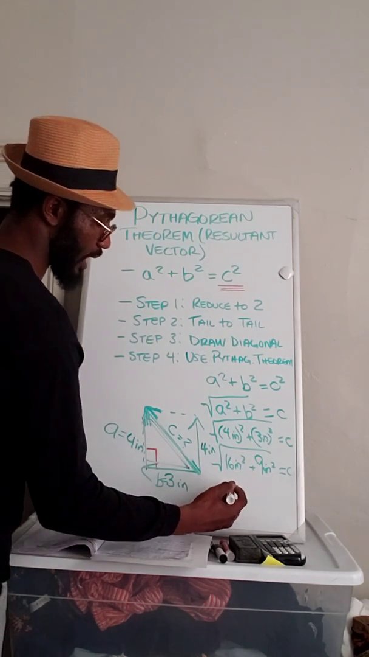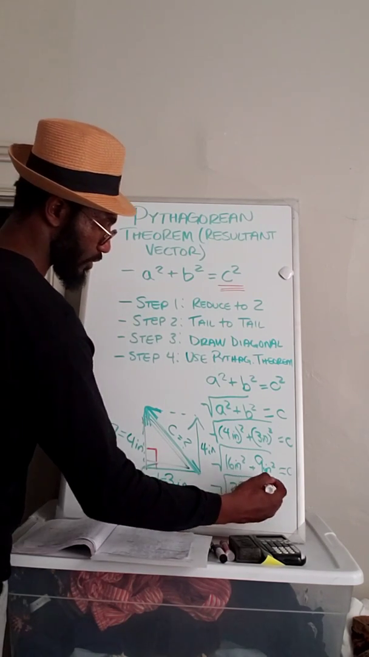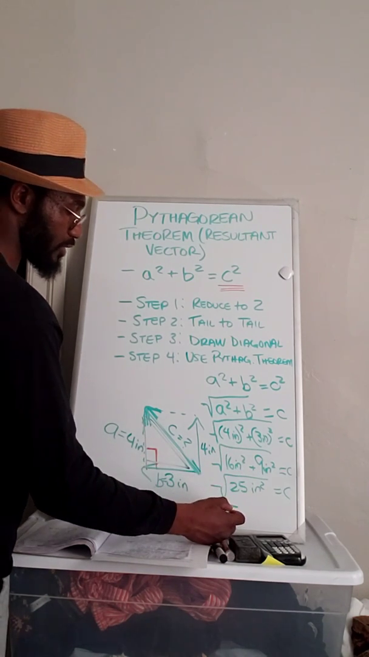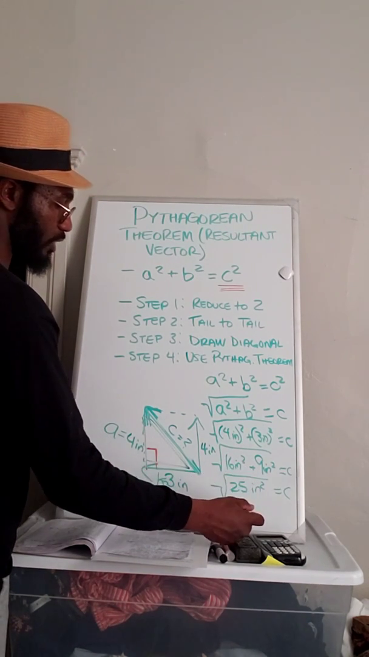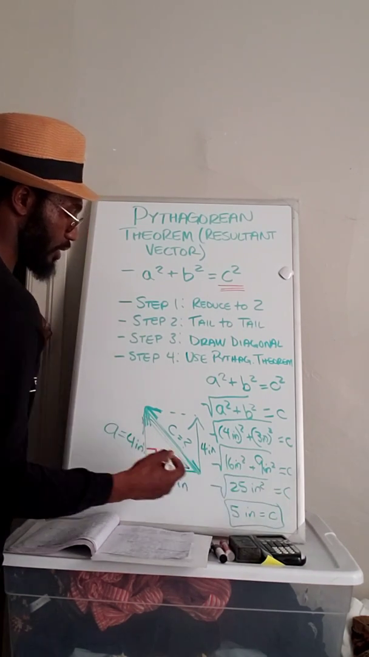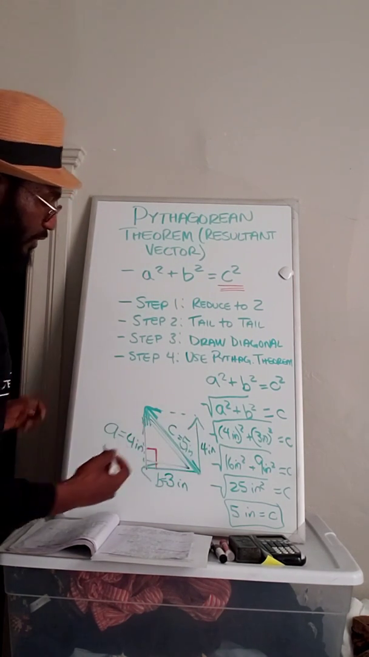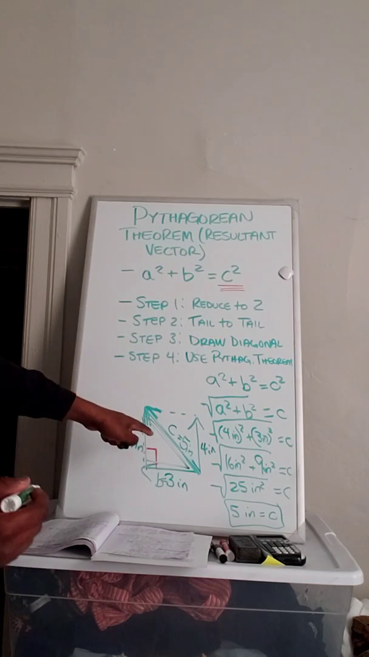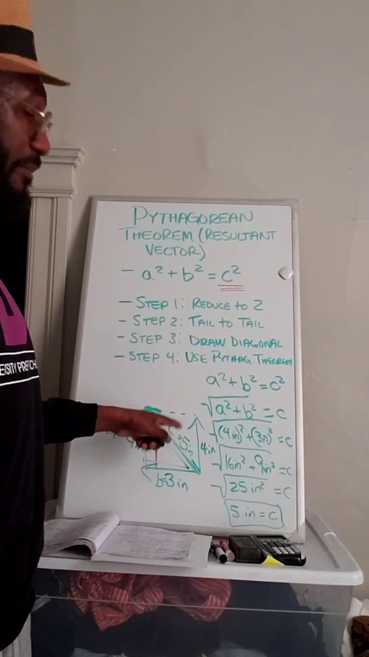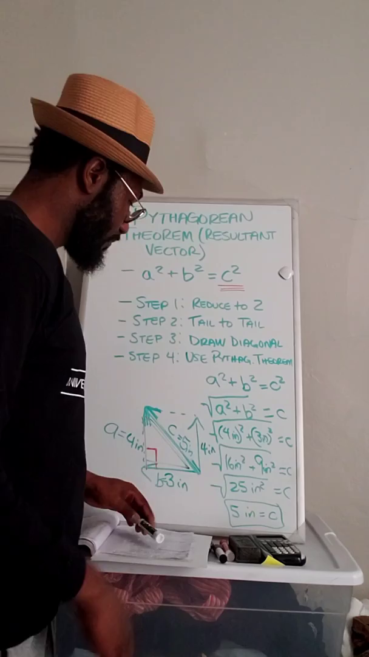So 16 plus 9 is 25. The units are still inches squared. Okay. Now I take the square root of the number, which is 5, and then the square root of the units, which gives me inches, just inches. So now I know that the magnitude of this side is going to be 5 inches. Okay, so my resultant vector is pointing that way, and the magnitude of my resultant vector is 5 inches. Okay, so that's how we do that.